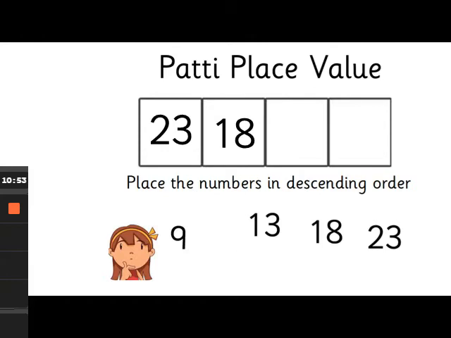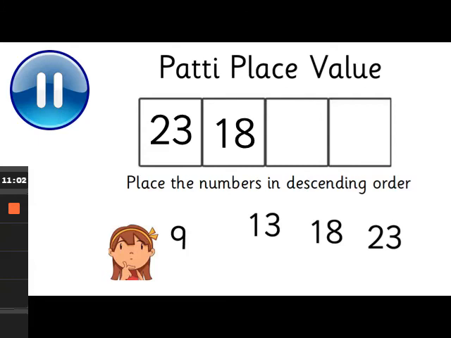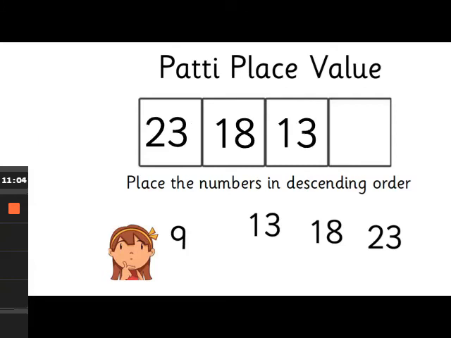Now we need to work out what number is going to go next. We've got 9 and 13 left. Pause the video and write down what you think the next number is. Fantastic, it's 13. So it goes 23, 18, 13. 13 is greater than 9 because 13 has got one ten and 9 has got 0 tens.